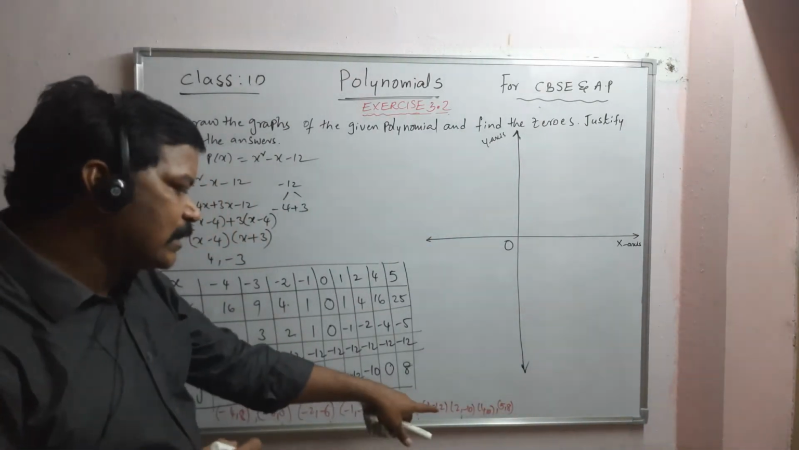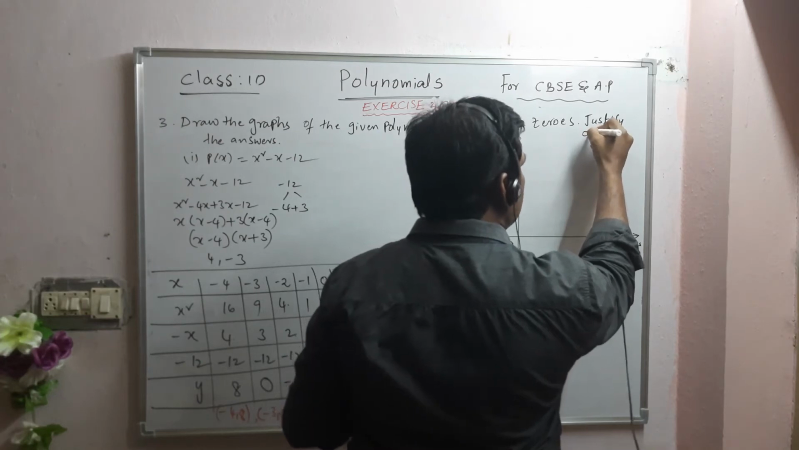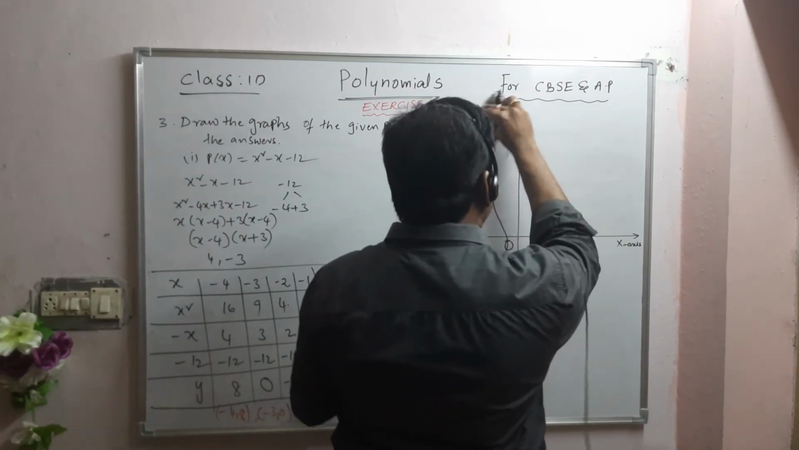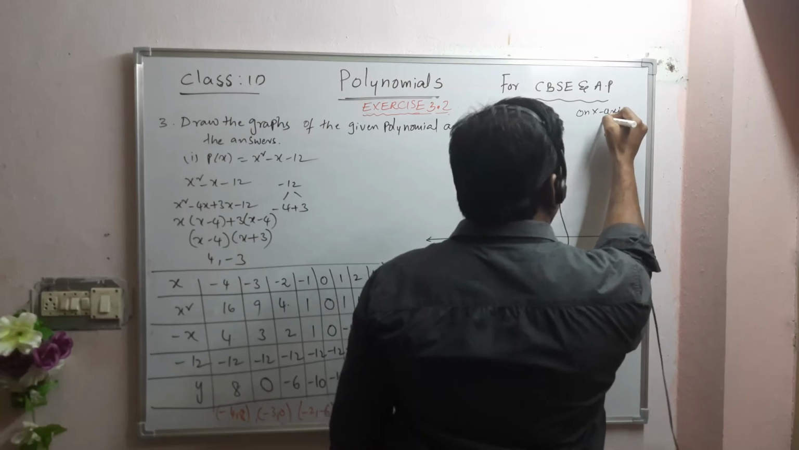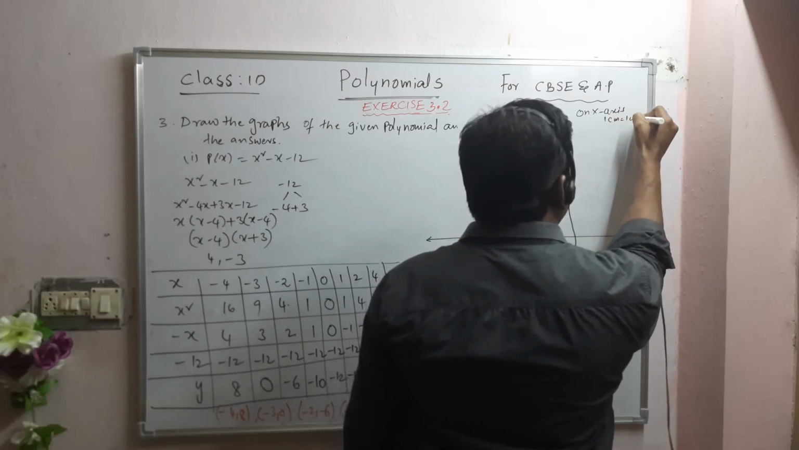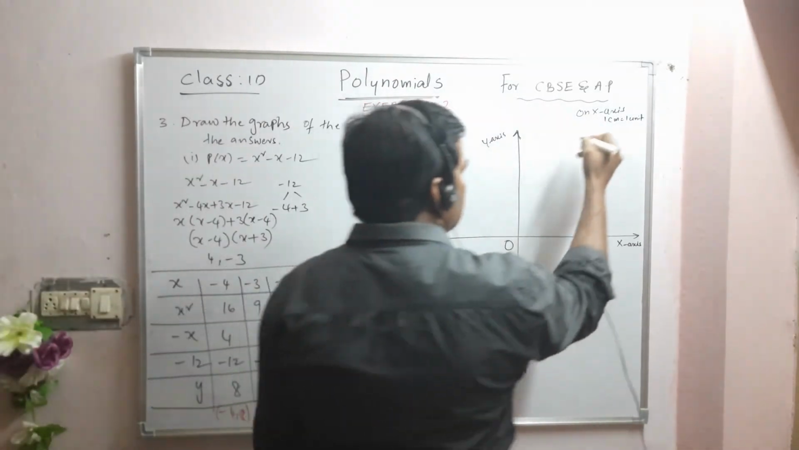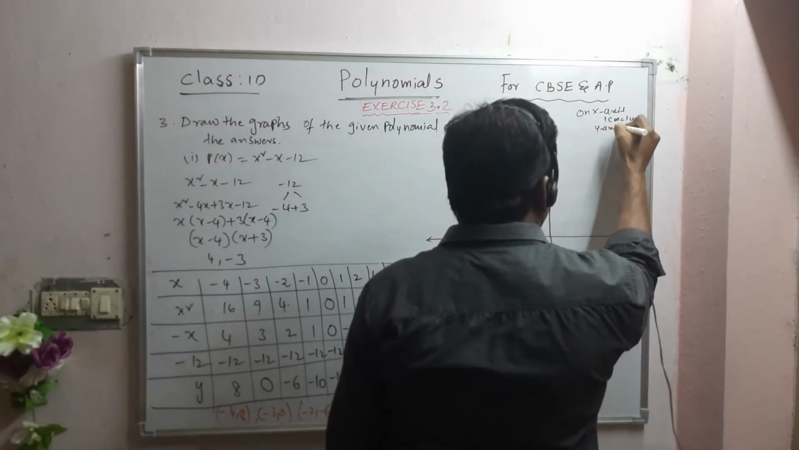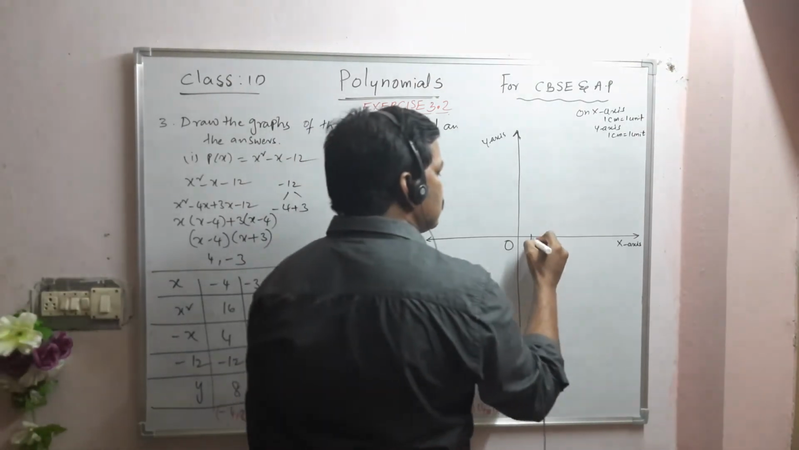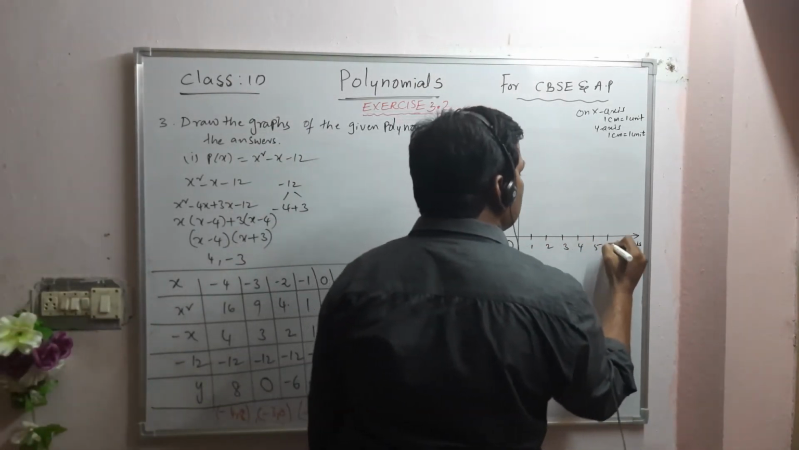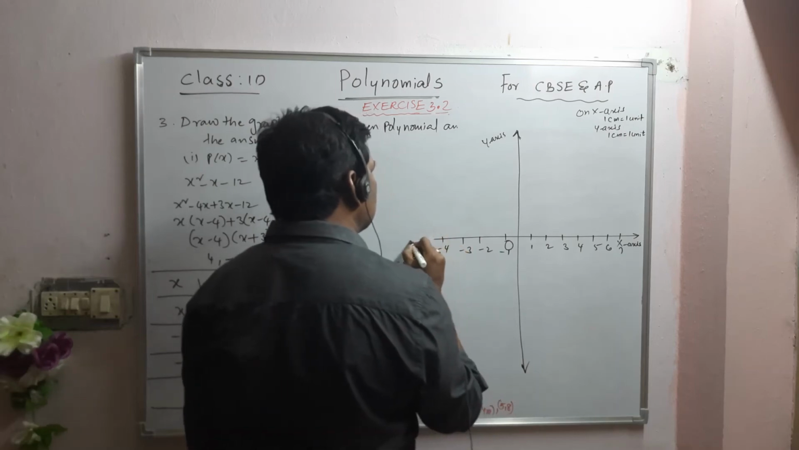See here, if you observe all the x coordinates minus 4 to plus 5, that means on x-axis you can write one centimeter is equal to 1 unit. Coming to y coordinates, here minus 12 is the maximum number, so here also on y-axis 1 centimeter is equal to 1 unit. Right, so this is plus 1 plus 2 plus 3 plus 4 plus 5 plus 6 plus 7, minus 1 minus 2 minus 3 minus 4 minus 5.